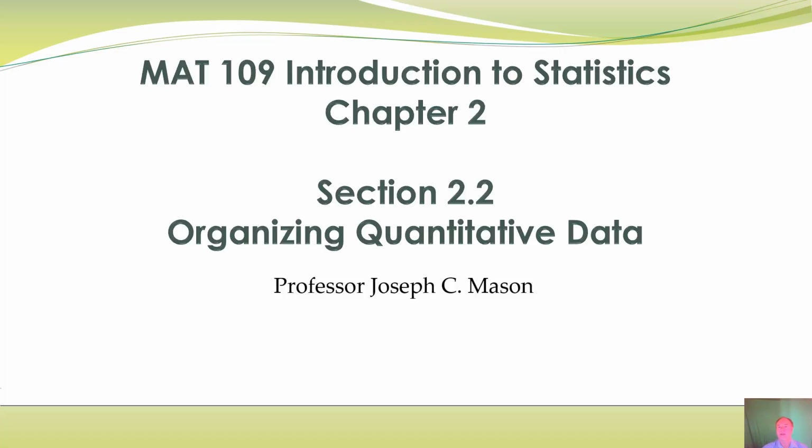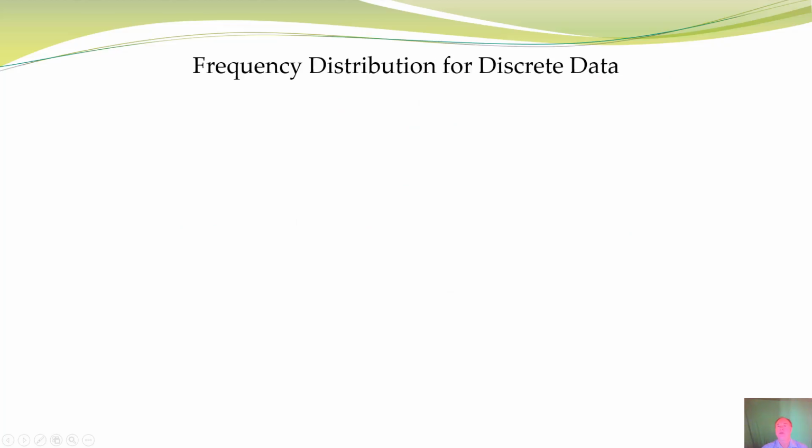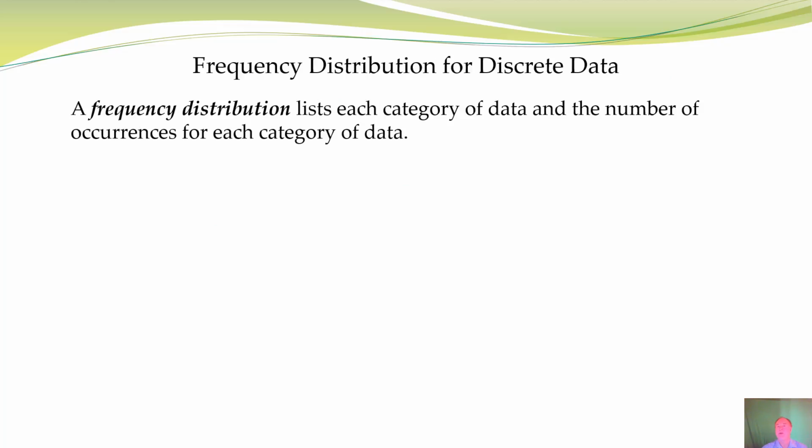Introduction to Statistics, Chapter 2, Section 2.2, Organizing Quantitative Data. Frequency distribution for discrete data. A frequency distribution lists each category of data and the number of occurrences for each category of data.